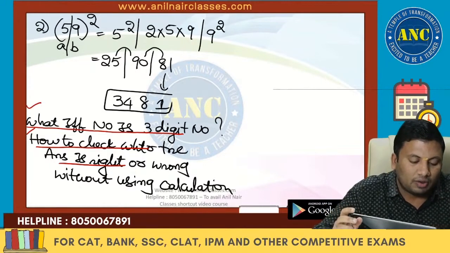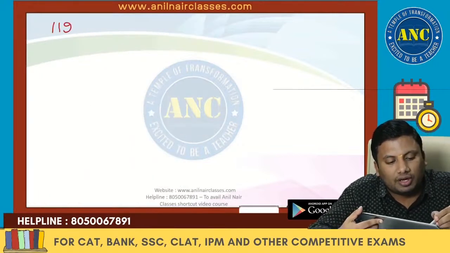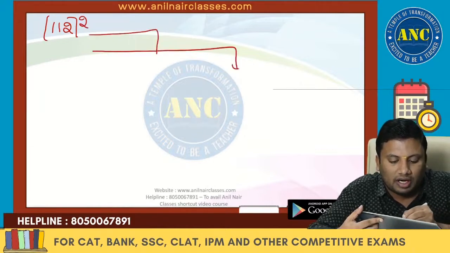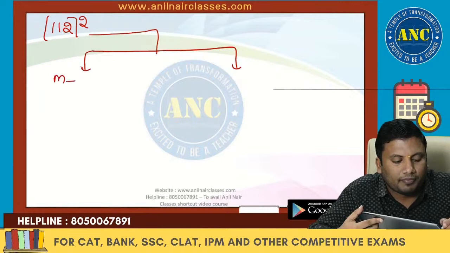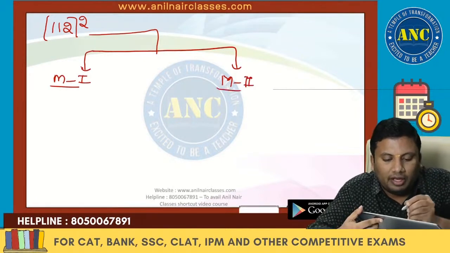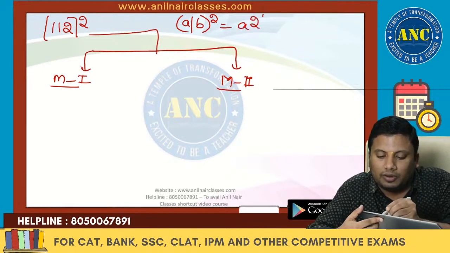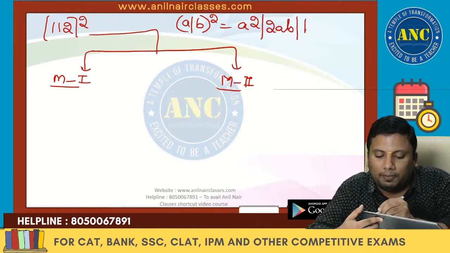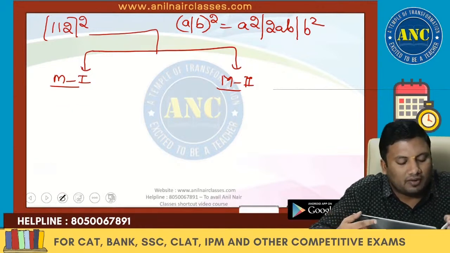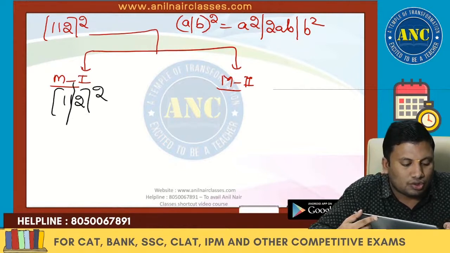59 whole square is 3481. Now, suppose it is 112 whole square, a 3-digit number. 112 whole square can be solved in two methods: method number 1 and method number 2. We know the logic to find the square of a number, which is (a plus b) whole square, a square plus 2ab plus b square. a and b are two variables, so the 3 digits should be divided into two variables.